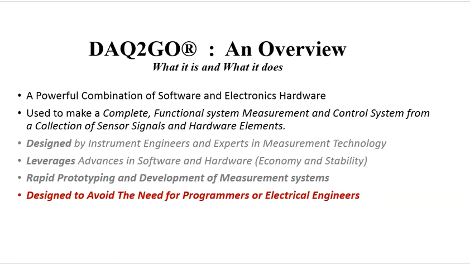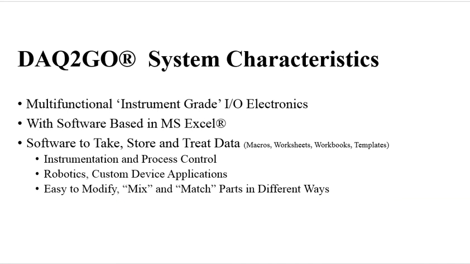Well, what is it and how does it work? DAQ2GO is a combination of software and electronics put together, and it's actually used specifically for making complete and functional measurement systems and control systems just from a collection of sensor signals and hardware elements. And it was designed to avoid the need for special programming or for extra electrical engineering.